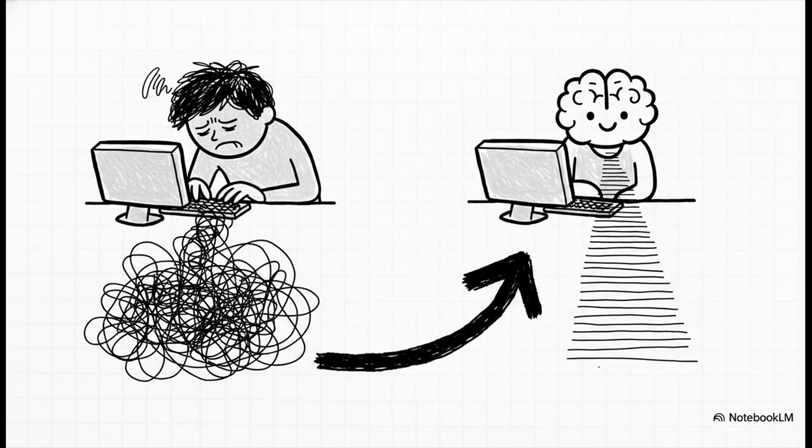What if, instead of you trying to write the perfect prompt, the AI could actually look at your best examples and figure out how to write the perfect, super detailed prompt for itself? That's exactly what we're talking about today. It's a technique called prompt optimization.